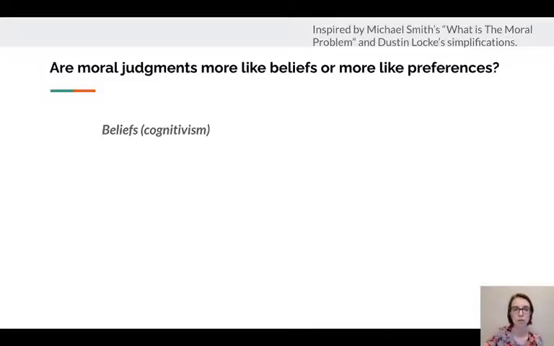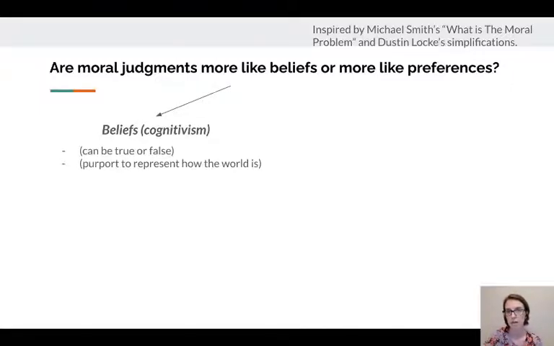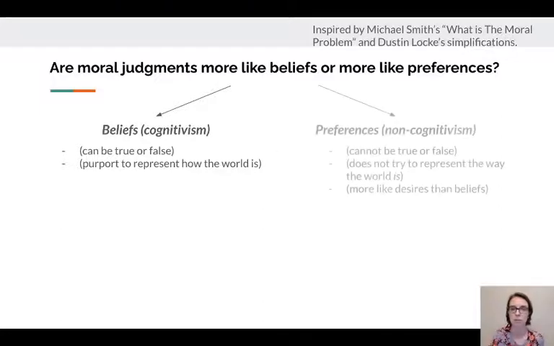So on the one hand, we have the view that they are more like beliefs, and we're going to call this cognitivism. And if moral judgments are more like beliefs, then when I judge, let's say, that participating in online shaming is not morally wrong, suppose I say that. If cognitivism is true, then my judgment can be either true or false. It might be true, it might be false. And I'm also trying to say something about how the world is when I make that judgment.